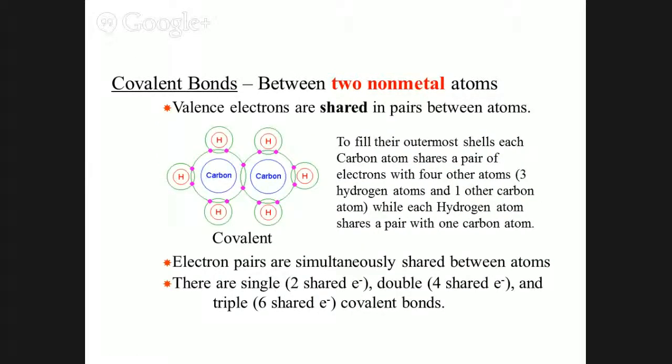Covalent bonds. These are between 2 nonmetals. Their valence electrons are also shared, but they are shared in pairs, and those pairs are between the 2 atoms. So here we have 2 carbon atoms. Carbon has 4 valence electrons and would need 4 more to get to that octet of 8 to be full.